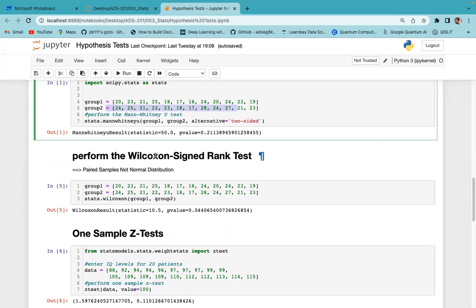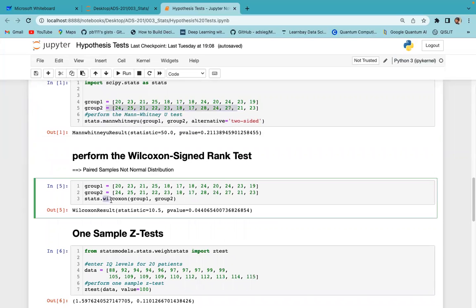Now, performing the Wilcoxon signed rank test, which is also very similar to this one, but here we have a direct function, wilcoxon, and we provide group 1 and group 2. This is for paired samples where the samples are not normally distributed. In that situation we can use this particular function. Clear?